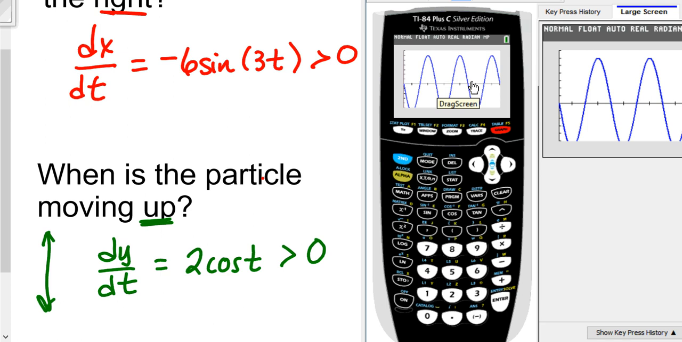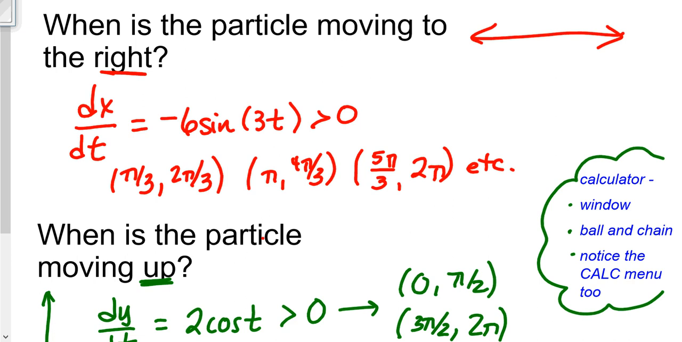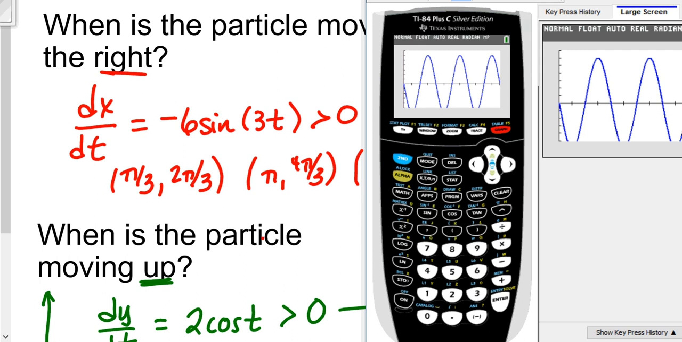So I could do this using my calculator, being smart about what intervals I pick. I could do the other question in the same manner, right? Just look for where the graph of 2 cosine of t is positive. And I just wanted to make sure you also knew about the calculate menu.